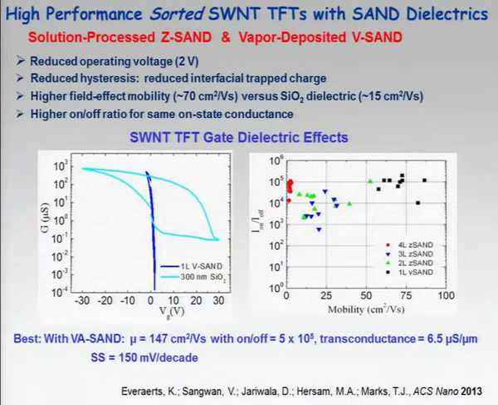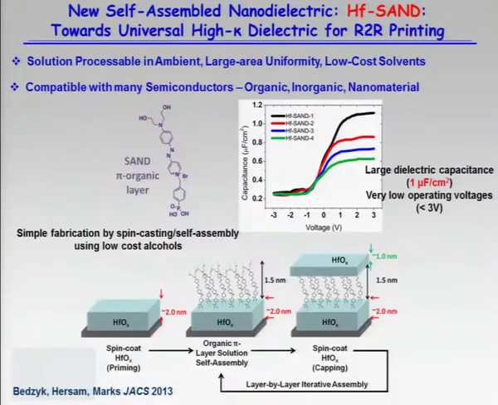And if you compare the plot of mobility versus on-off, most of the world is over here, and our best are over here. And just recently, we reported mobilities of about 150, very small subthreshold swings. You can make very, very good carbon nanotube transistors. The student wanted to try hafnium oxide sand. So we thought, well, it's going to be like the zirconium. It's not quite. It turns out the surface chemistry of hafnium oxide is a little different.